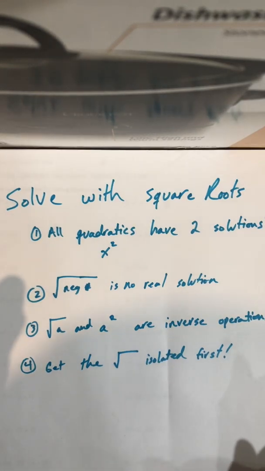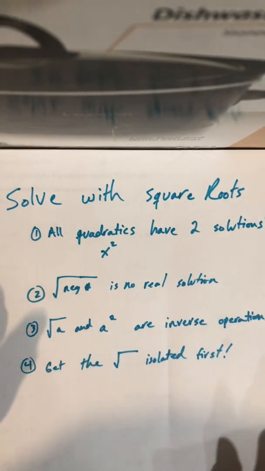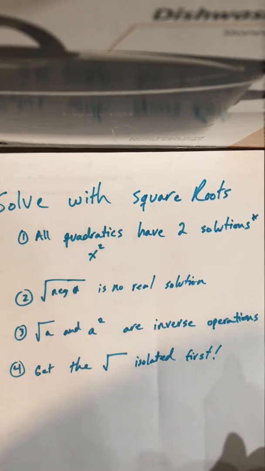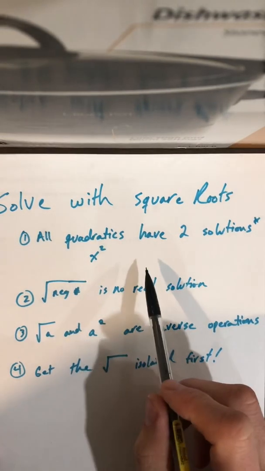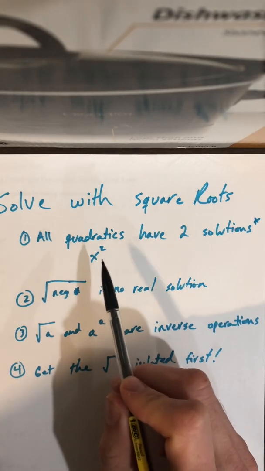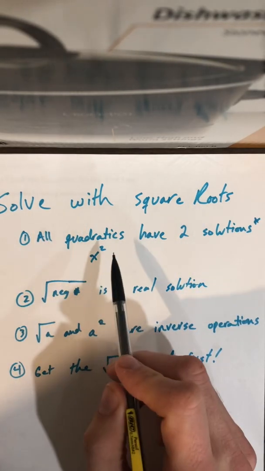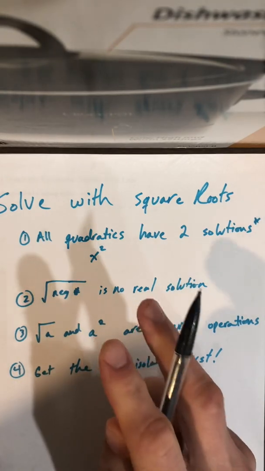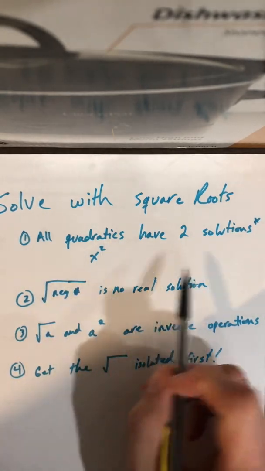Everybody, I'm going to talk about solving with square roots today, and it goes along with the worksheet. But there are a few things you need to know when you talk about these square roots. All quadratics have two solutions. Anytime you see x squared, a second power, an exponent of 2, then you're going to have two solutions. So that's important to note.